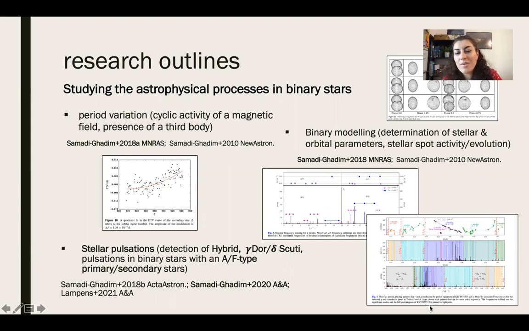But the main time of my research is spent detecting the stellar pulsations in binary systems, the ones that have AF-type companions. And sometimes when both of the stars in the binary system are AF type, I also need to detect if both stars are pulsating, and if one of them has the delta Scuti pulsations, the other has the gamma Dor, or both of them have both types of the pulsations, or the reverse.